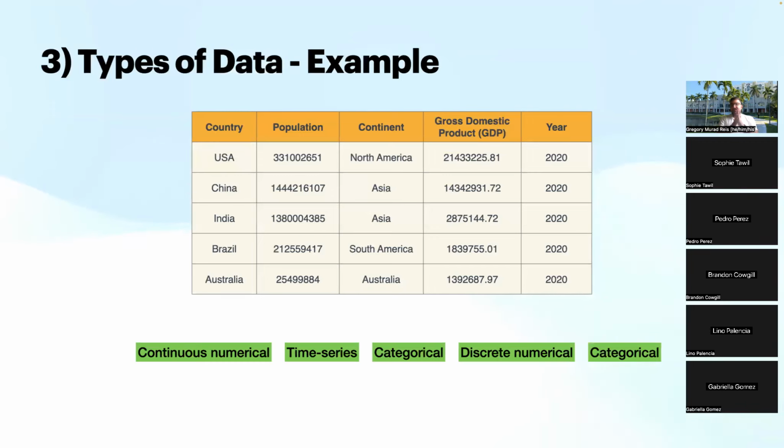So let's do an exercise here. I have this data set, a simple one with 5 columns, so we have 5 parameters: country, population, continent, GDP, and year. Here I have continuous numerical, time series, categorical, discrete numerical, and categorical. I'm going to ask which one is the parameter country. Which one do you think is the type of the column that represents country? How do you classify the country parameter?